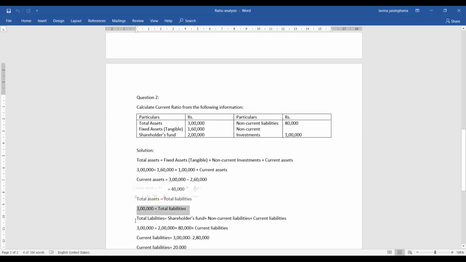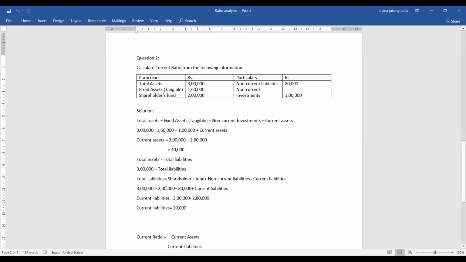Now total liabilities will be what? Total liabilities is equal to shareholders' fund, non-current liabilities and current liabilities. These are the parts of our total liabilities. Now same as before, we have total liabilities as 3 lakh, shareholders' fund as 2 lakh and non-current liabilities as 80,000. Here also you can find the missing amount. What you'll do is add 2 lakh plus 80,000, which is 2 lakh 80,000, and subtract it from 3 lakh. 3 lakh minus 2 lakh 80,000, you'll get your current liabilities as 20,000.